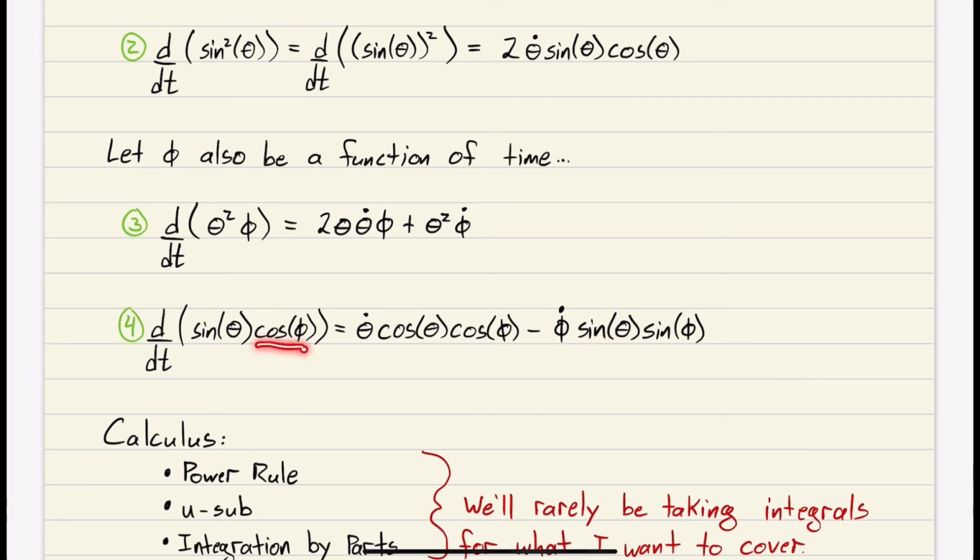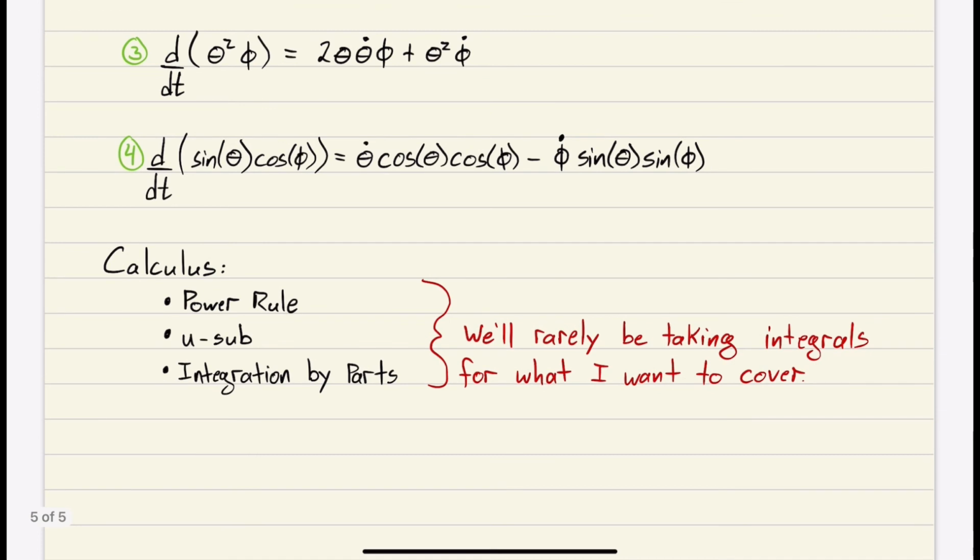What's the derivative of cosine? Negative sine. Right, so we have negative sine of phi. And then we have to take the derivative of the inside here, phi dot. Right? So the derivative of sine theta cosine phi is theta dot cosine theta cosine phi minus phi dot sine theta sine phi.